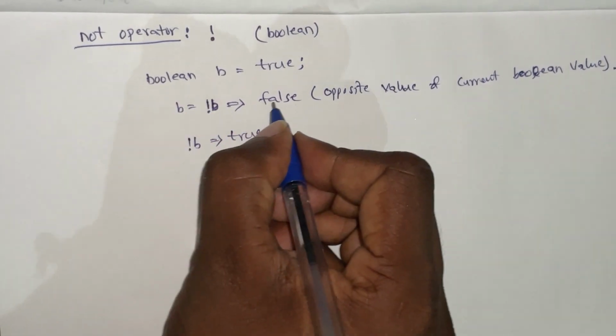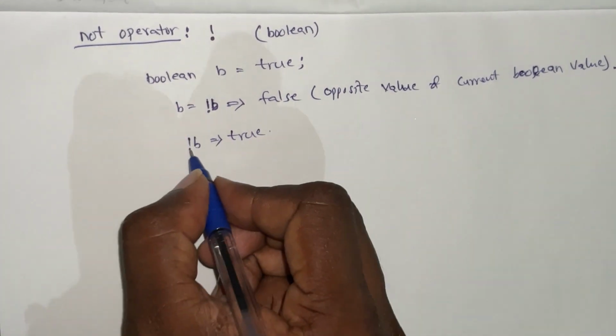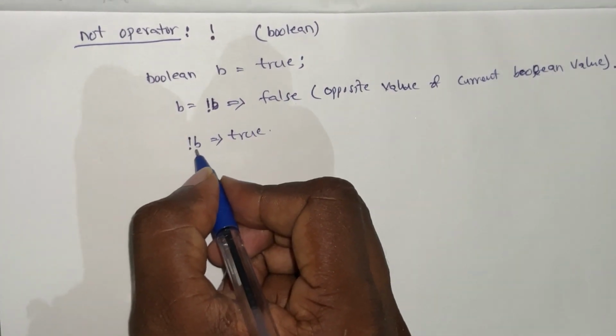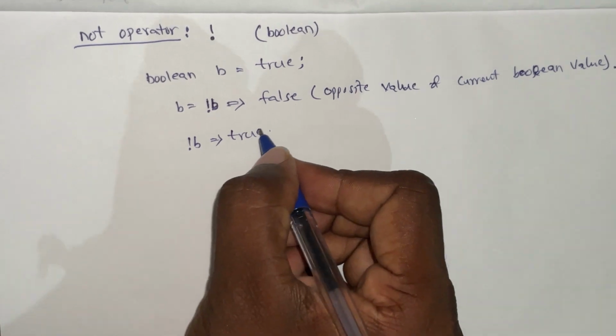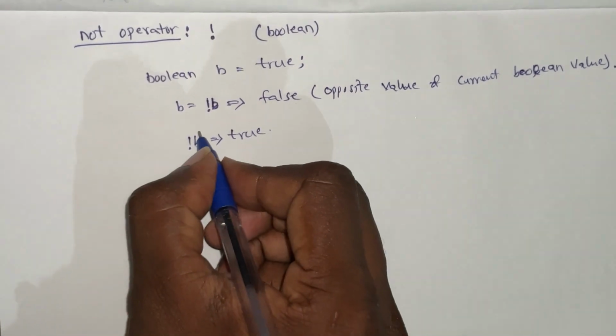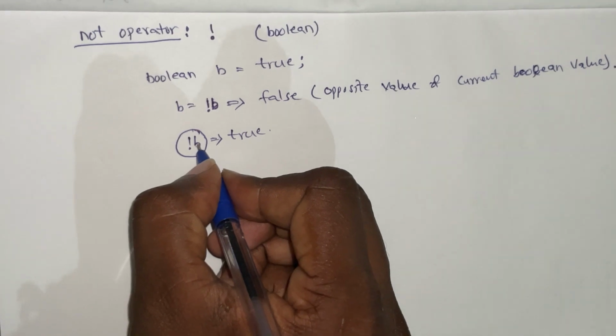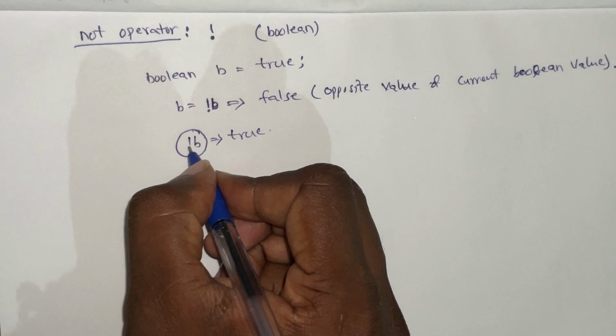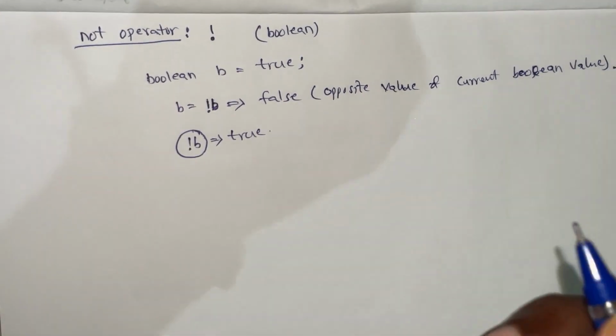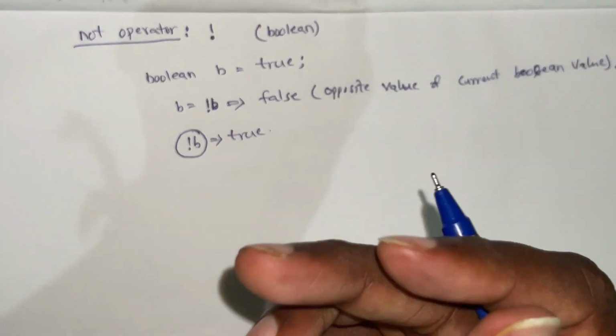b equal to not b means the opposite value gets assigned. False becomes true, true becomes false. If you use the not symbol and b contains false, it becomes true. If b contains true, it becomes false. Anyway, we will be looking at a Java program, so you will be very clear about it.